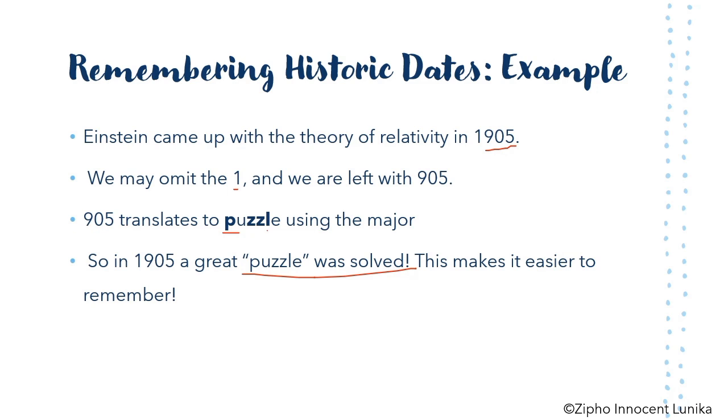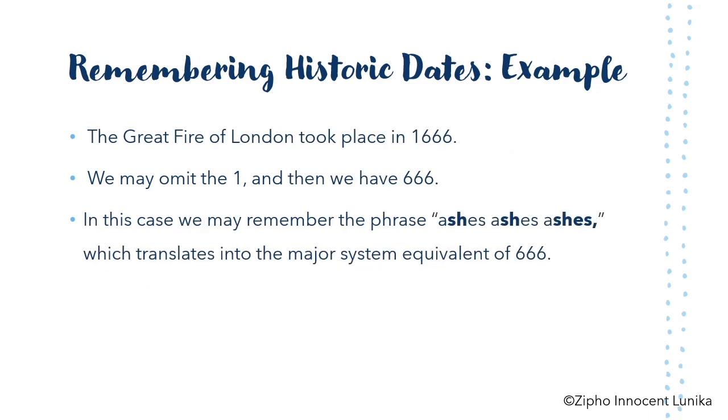Now, the Great Fire of London took place in 1666. So we may omit the 1 again. And then we have 666. In this case, we may remember the phrase ashes, ashes, ashes, right, which translates into the major system equivalent of 666. So in 1666, ashes, ashes, ashes, the Great Fire in London. That easy.